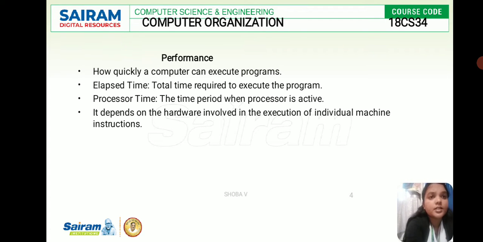Just as with the elapsed time for the execution of a program, it depends on all the units in a computer system. The processor time depends on the hardware involved in the execution of individual machine instructions. This hardware comprises the processor and the memory, which are usually connected by the bus.